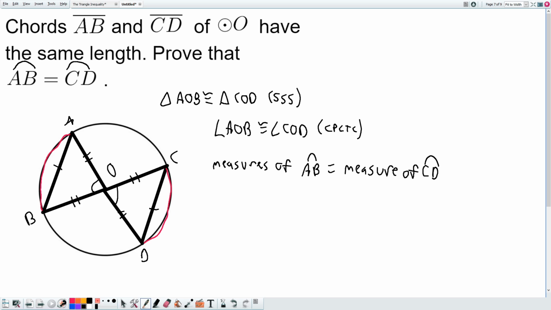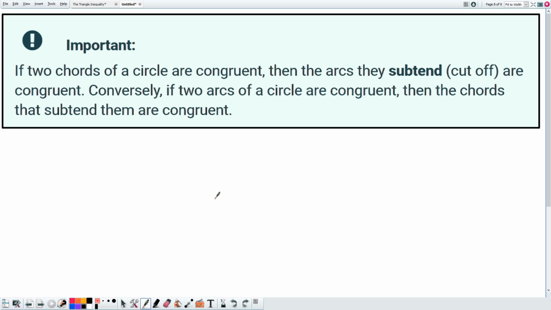We know that since those angles in the center are the same, the measures of each arc are the same. And if they have the same measures, then they have to have the same lengths, since they're both on the same circle. They take up an equal proportion of the circle. So, this gives us an important theorem. If two chords of a circle are congruent, then the arcs they subtend or cut off are congruent as well.